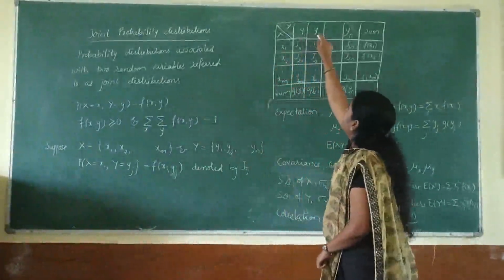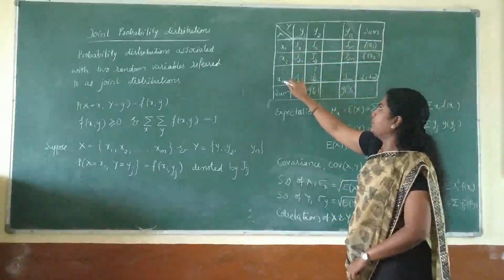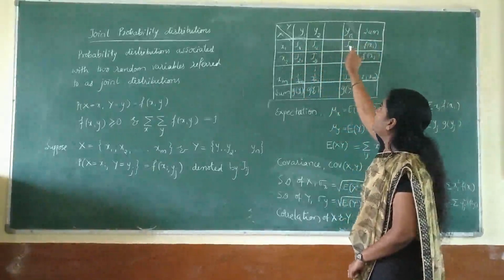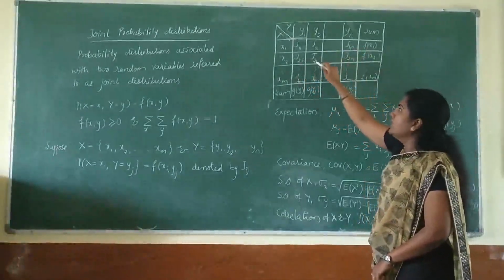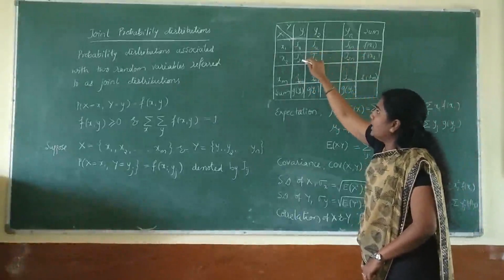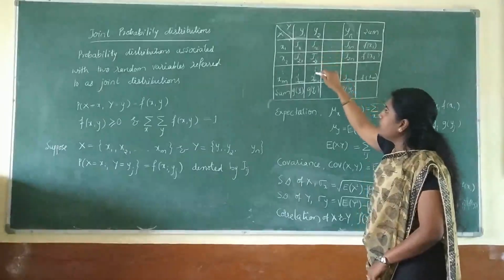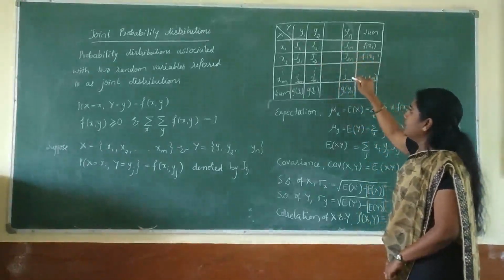Okay, this is y1, y2 up to yn. Next this is x1, x2 up to xm. The joint distribution is given by J11, J12 up to J1n, J21, J22 up to J2n. Next J11, J21 up to Jm1, J12, J22 up to Jm2, J1n, J2n up to Jmn.